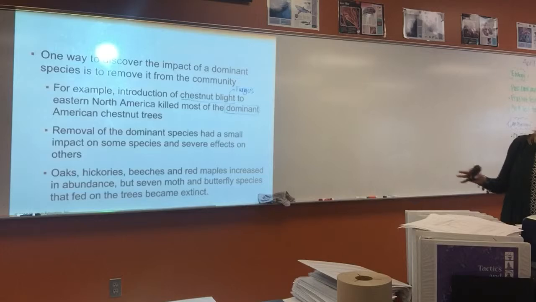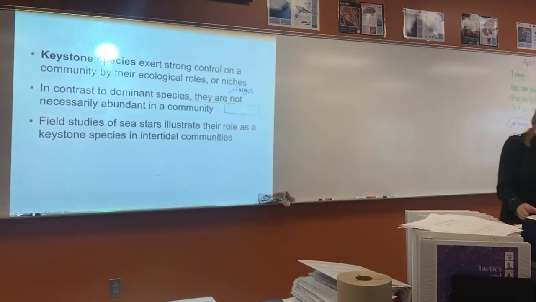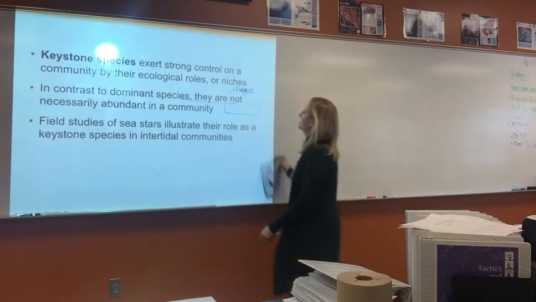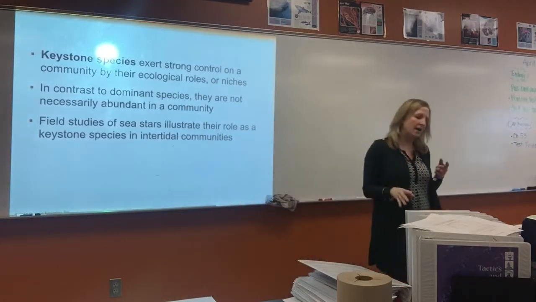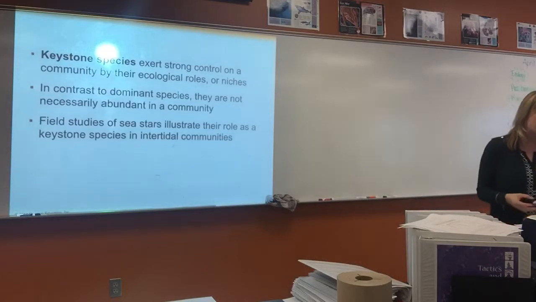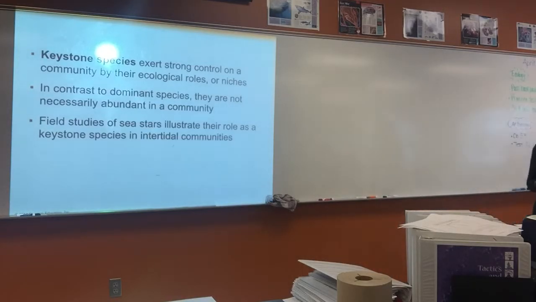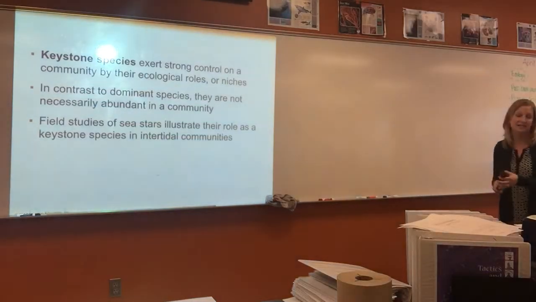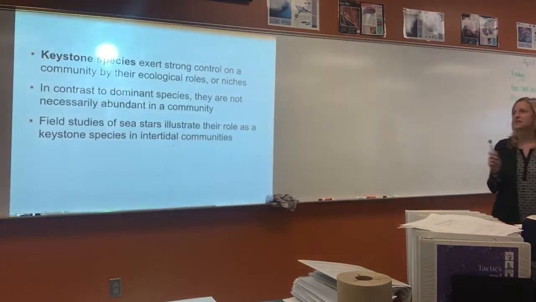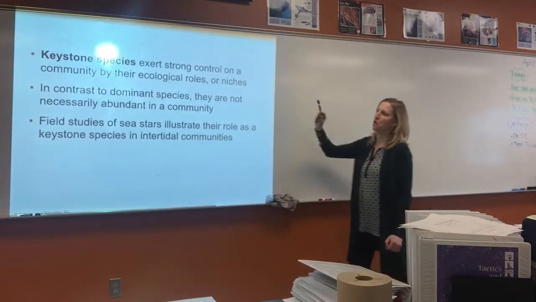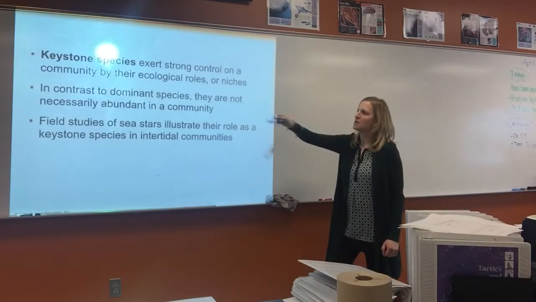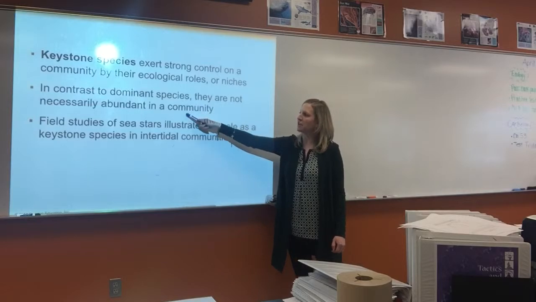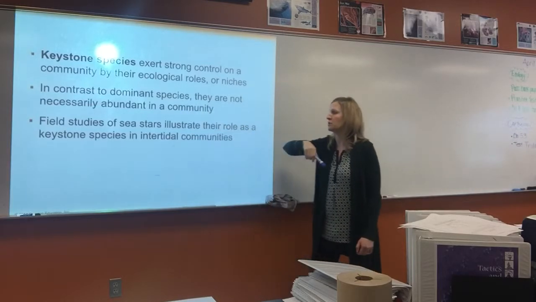And so we can see their role based upon when they're gone. Unfortunately, they had to be gone to look at that. All right, the second way that a species can have an effect is not as a dominant species, but as what we call a keystone species. This species has very strong control over the community by their role in the community. So they necessarily aren't abundant in the community.